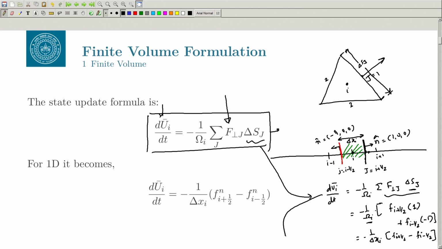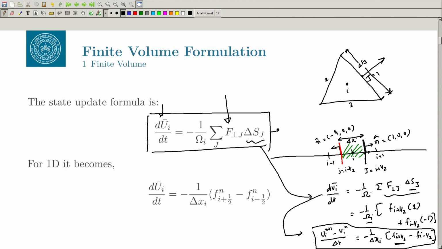And here it's like an ODE and you can use your favorite scheme. So, if you are using, let us say, Euler forward, u I n plus 1 minus u I n by delta t, and solve it and you will get it. And then we discussed that this formulation basically preserves conservation. So, the conservation is local conservation as well as global conservation.